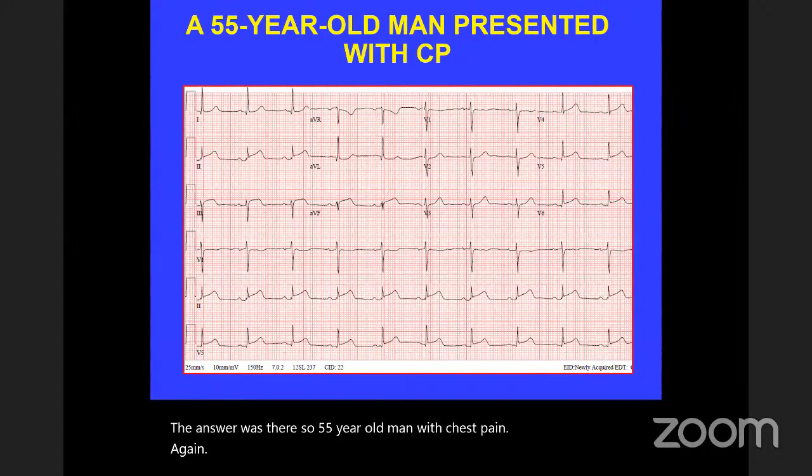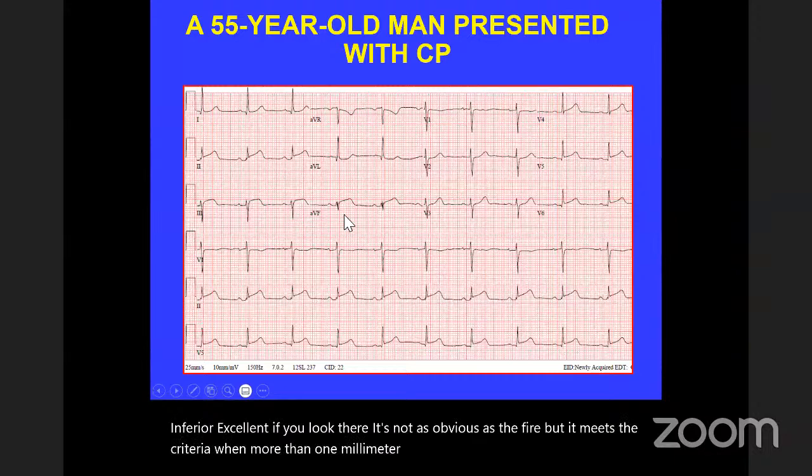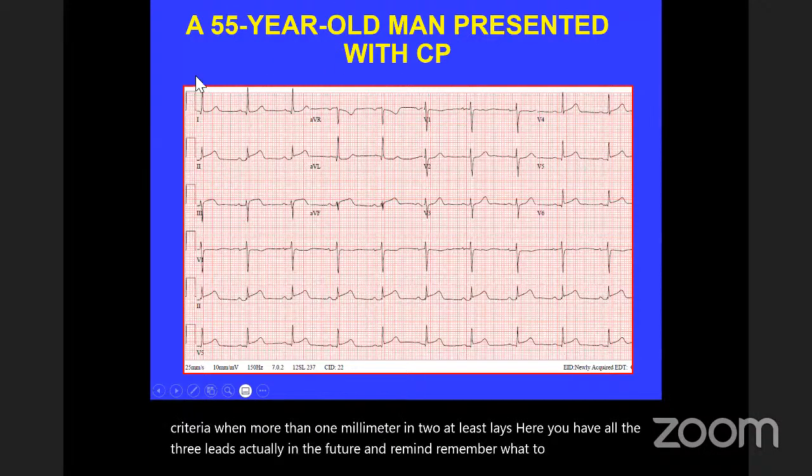Inferior STEMI. Inferior, excellent. If you look there, it's not as obvious as the first, but it meets the criteria: more than 1 millimeter in at least 2 leads. Here you have all 3 leads actually in the inferior. And remember what to do next if you have inferior myocardial infarction, which area you need to look for?